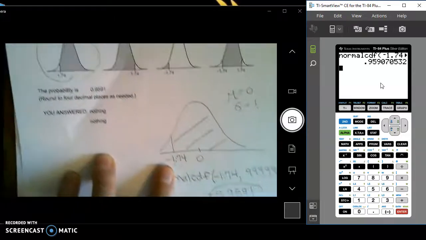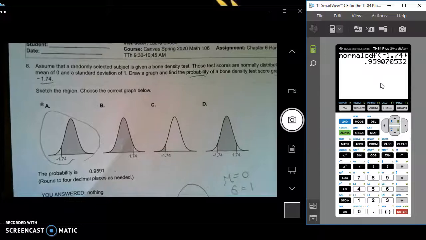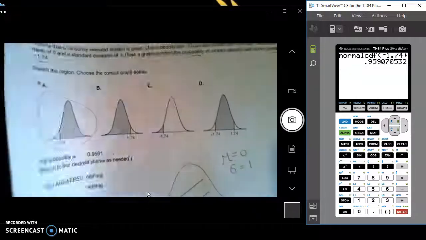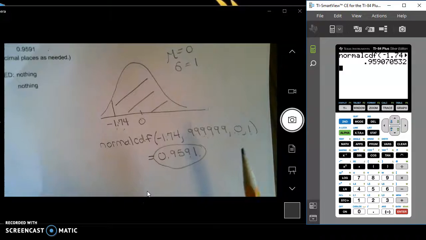Okay, so that's chapter 6, number 8. I'll just put this up here for one more minute, but you can always pause it if you need to.